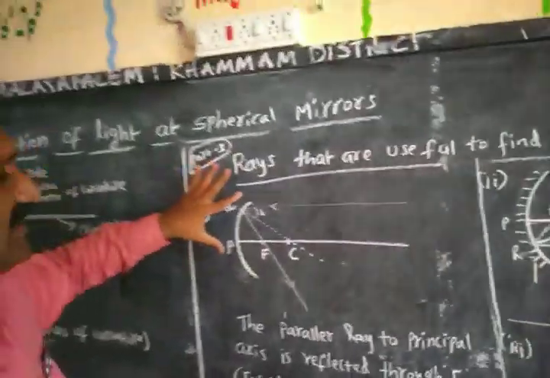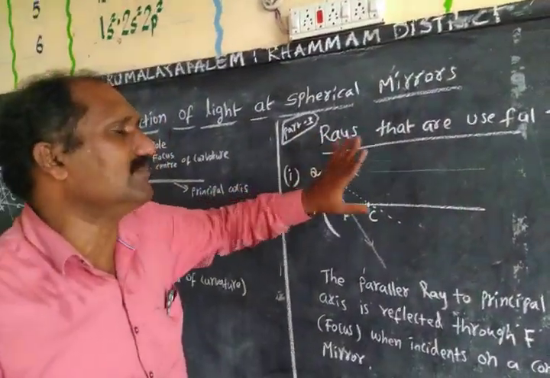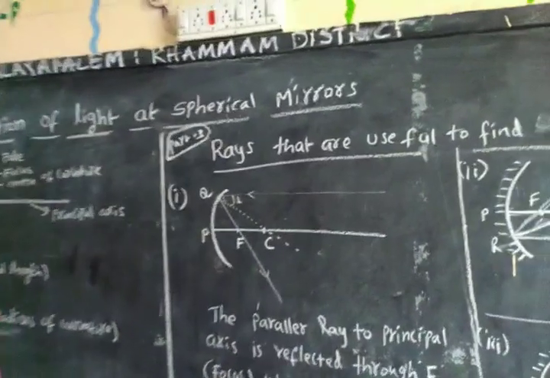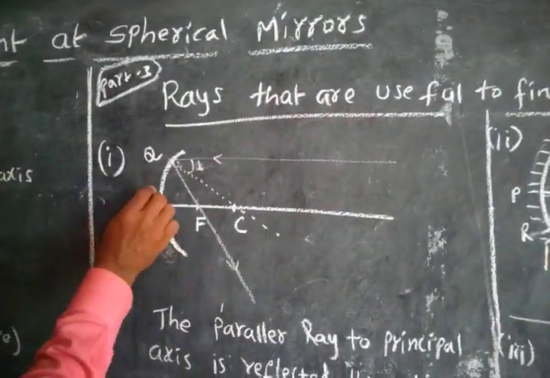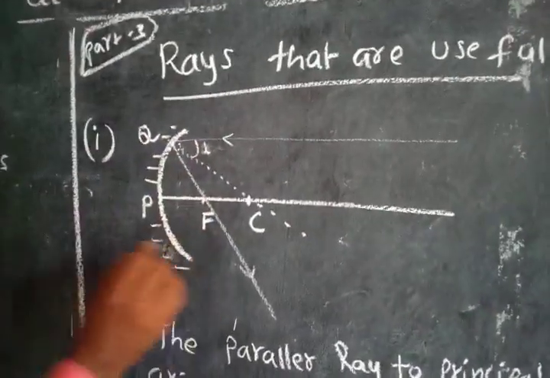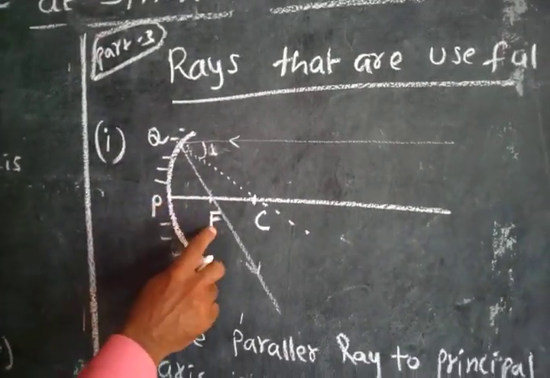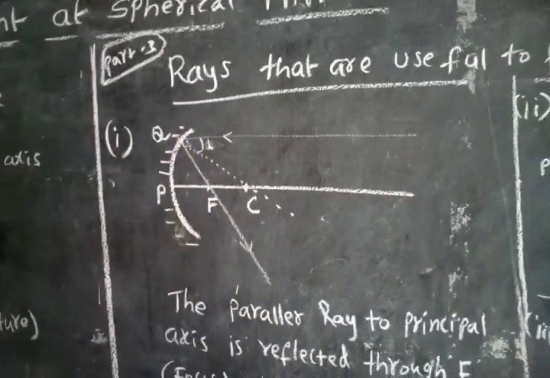We can find the images of the objects which are kept in front of the mirrors. Here this is the concave mirror. We know that P is the pole, F is the focus, C is the center of curvature.